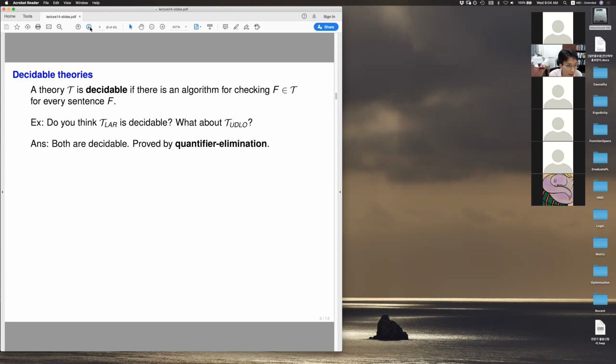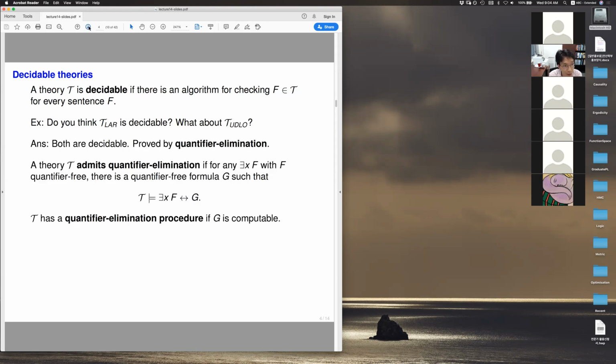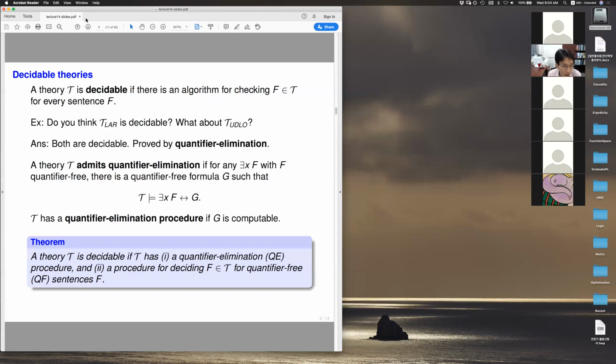And then we looked at one particular way of proving decidability, which is based on quantifier elimination. Quantifier elimination can be used to analyze a theory not just for decidability but for many other very useful properties of a theory. But in the context that we care about, it turns out quantifier elimination plays a crucial role in showing whether a theory is decidable or not.